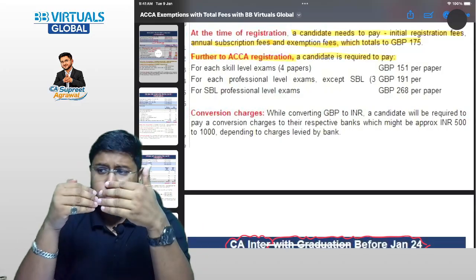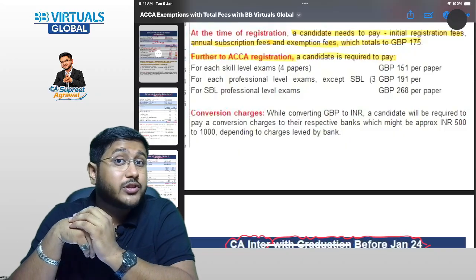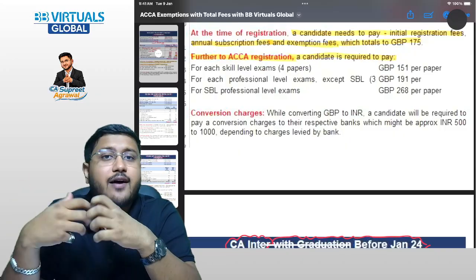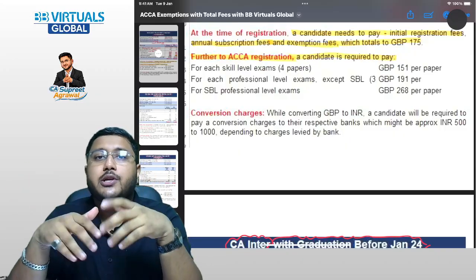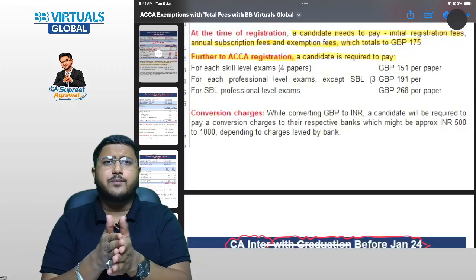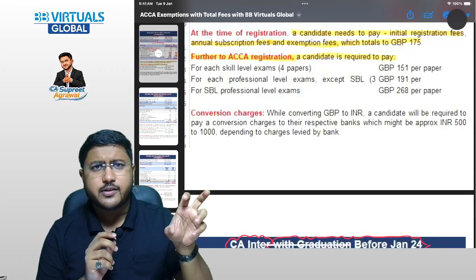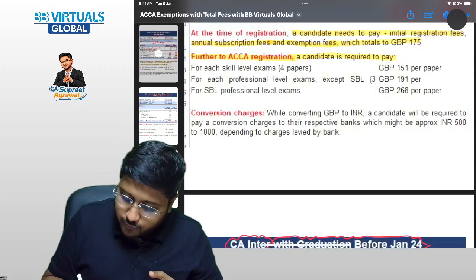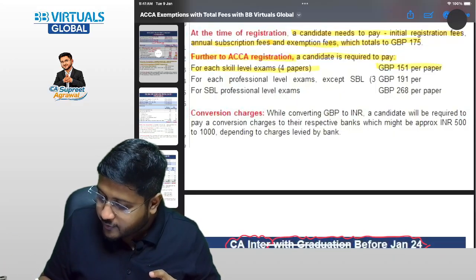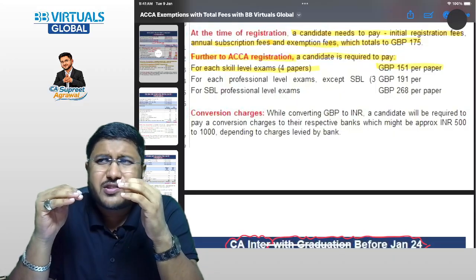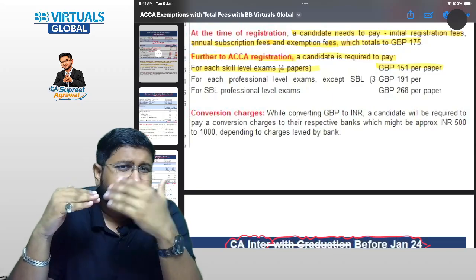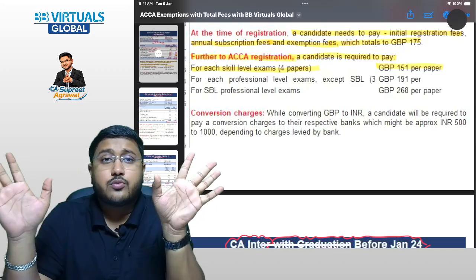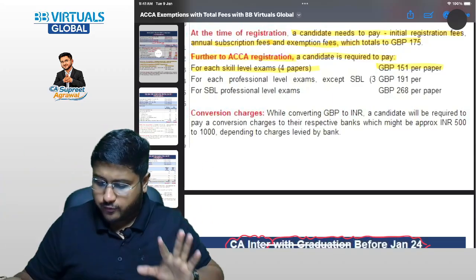Now, further to ACCA registration, a candidate is required to pay what? See, once your registration is done, then that is not the only cost. You will still have to incur certain costs related to your exams, right? So for example, for the AA paper, you will have to incur certain fees. When you decide to go for the FR paper, you will have to incur certain exam fees. So for each skill level paper, it is 151 per paper, but for certain papers it could be a little here and there as well, based on what ACCA lets us know from time to time.